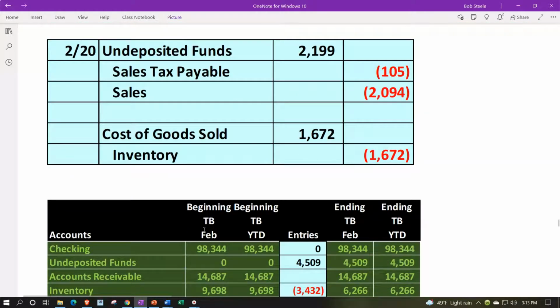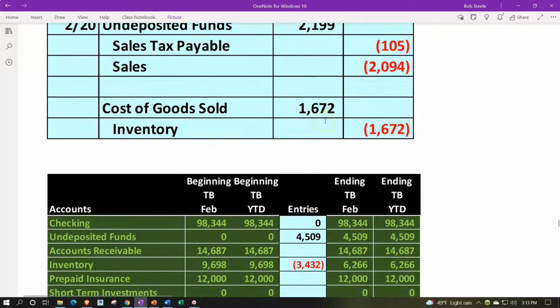Now let's take a look at the next transaction, the same kind of thing for the second sales receipt, undeposited funds going up. Let's start here. The sales is going up by $2,094, and then the sales tax is 5% of that, $105. That means we're going to receive $2,199. This would all be on the sales receipt, in essence, somewhere. This would not be on the sales receipt, but driven by the sales receipt. Cost of goods sold going up by the 1672, inventory by the 1672.